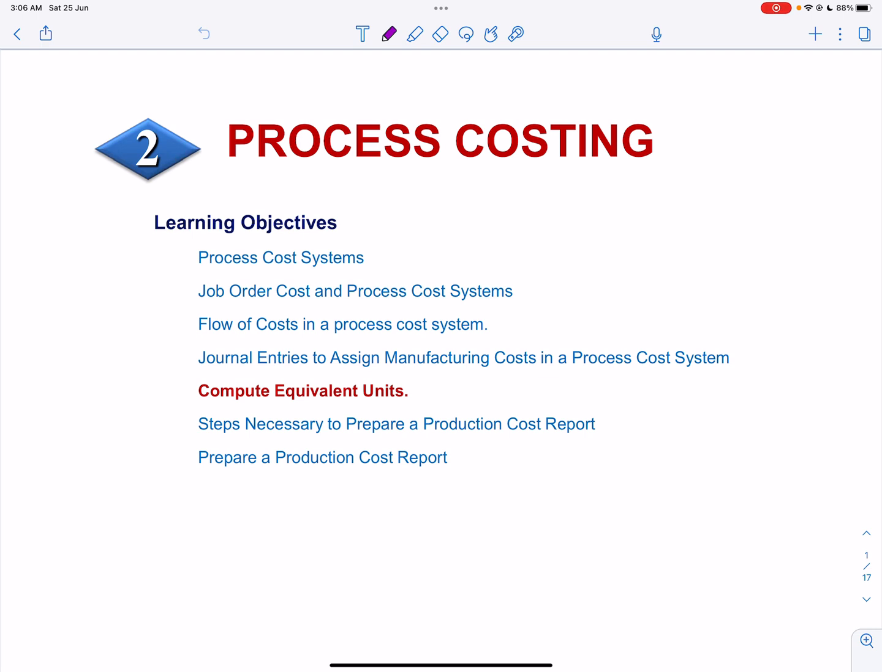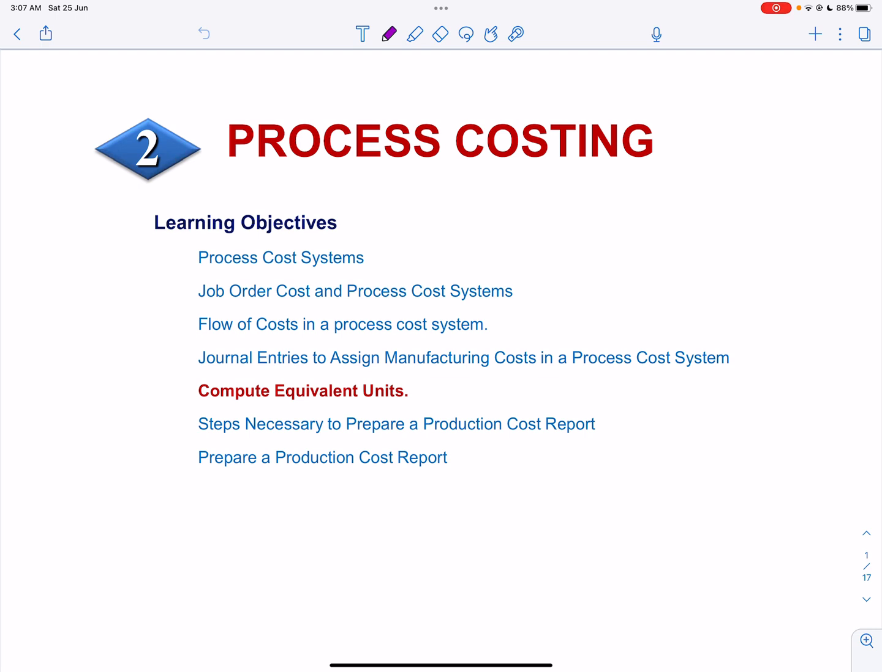In the first video, we talked about process cost system. We explained the similarities and differences between job order cost and process cost system. We also explained the flow of cost in a process cost system. And finally, we explained how to make the journal entries to assign manufacturing cost in a process cost system.